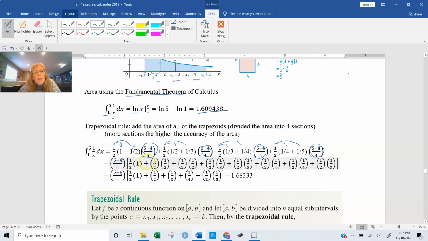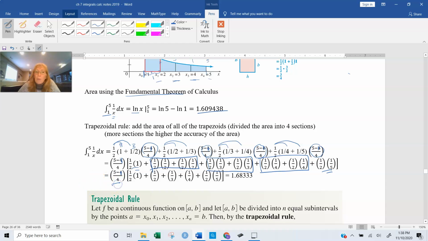Look what happens here. We are taking a half times a half twice, right? So if I have two halves, that actually gives me a half. And then I'm doing the same thing here. I have a half times 1/3 twice. So 1/2 plus 1/2 is one whole third. And the same here, a half times a fourth twice. So that gives me 1/4. I only have a half of a fifth and a half of 1. And that's the trapezoidal rule.